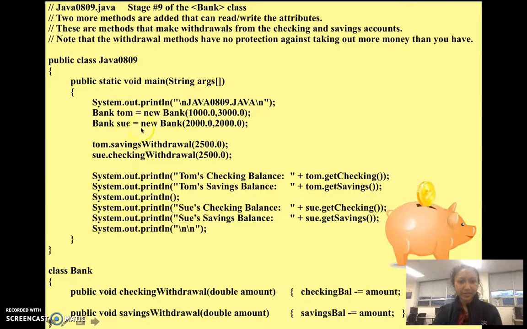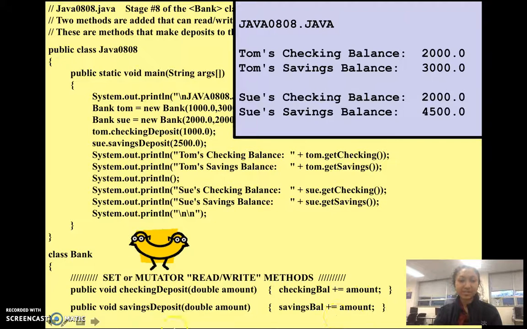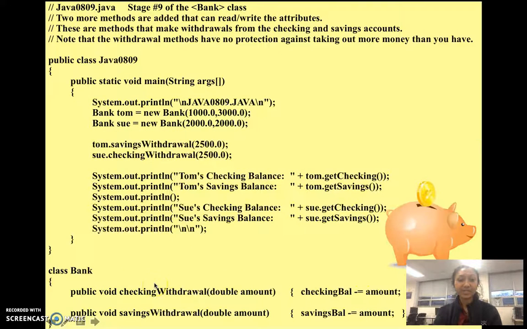All right. What do we have here? So here, these methods make withdrawals from your checking and savings account. Note that withdrawal methods have no protection against taking out more money than you have. So what they're saying is right here, we have this method called checkingWithdrawal and savingsWithdrawal. You're passing in an amount and then you're taking out the amount. So that was deposit, right? They were set or mutator methods. Here, what you're doing is modifying your checking balance and saving balance by withdrawing an amount.